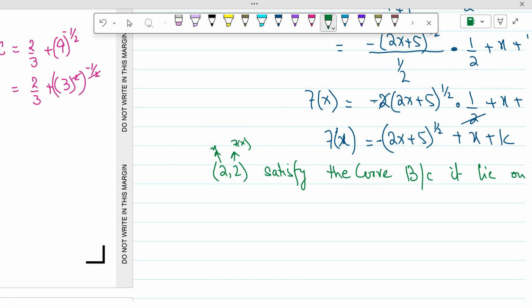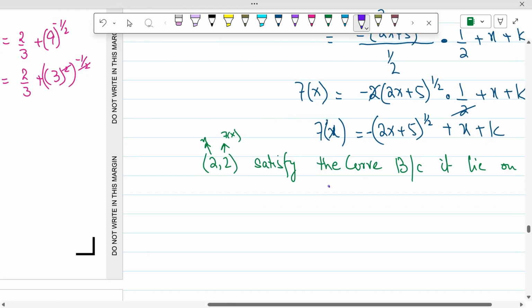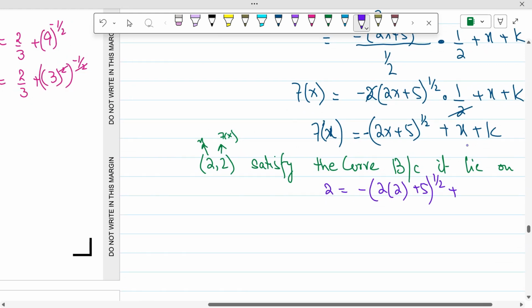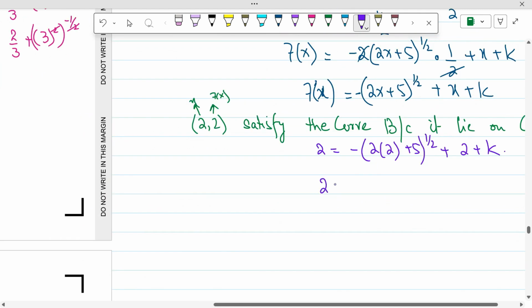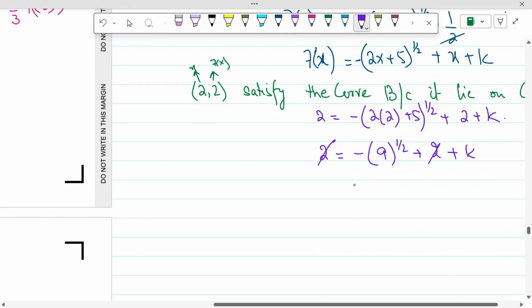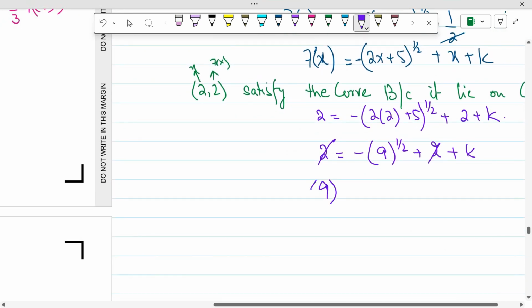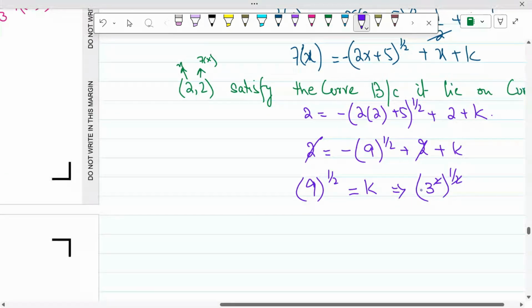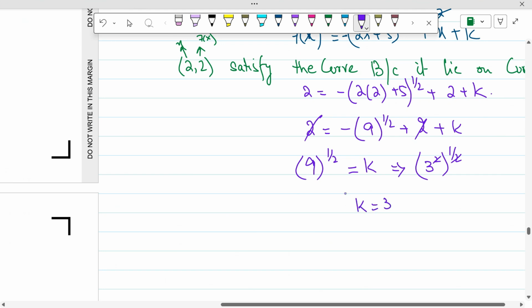So plugging these values in this equation, f(x) means y, which is 2, equals negative 2 times (x means 2) plus 5 to the power half plus x means 2 plus k. So 2 equals negative 2 times (4 plus 5), so 9 to the power half, plus 2 plus k. So 2 will be cancelled out and this one equals 9 to the power half equals k, which is (3 squared) to the power half. So 2 will be cancelled out and k is equal to 3.